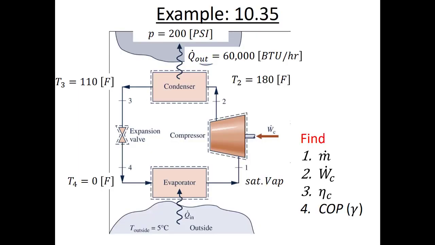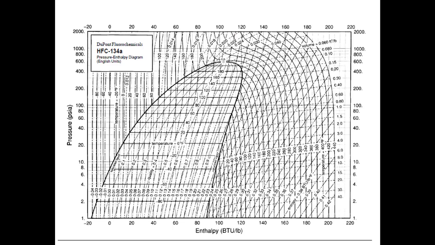We're asked to find the mass flow rate through the system, the power consumed by the compressor, the efficiency of the compressor, and the coefficient of performance of the entire system. So let's get to work. First, let's fix the states.